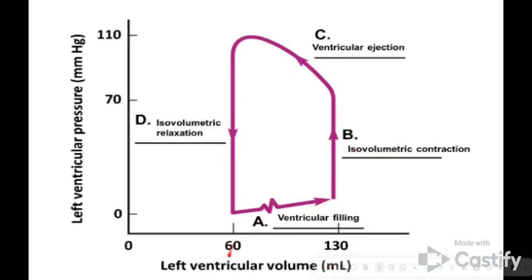Our volume is still remaining consistent. That's why we have simply a vertical slope here, but the pressure is drastically decreasing.